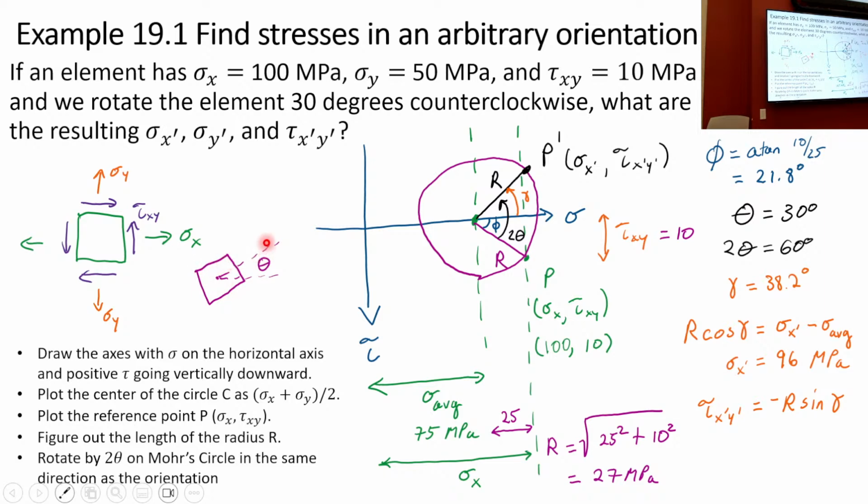Okay, good. So that's how you figure out where sigma x prime and tau x prime y prime are. And once again, if you needed to figure out where sigma y prime is, you would go 180 degrees to get to this one. Any questions?